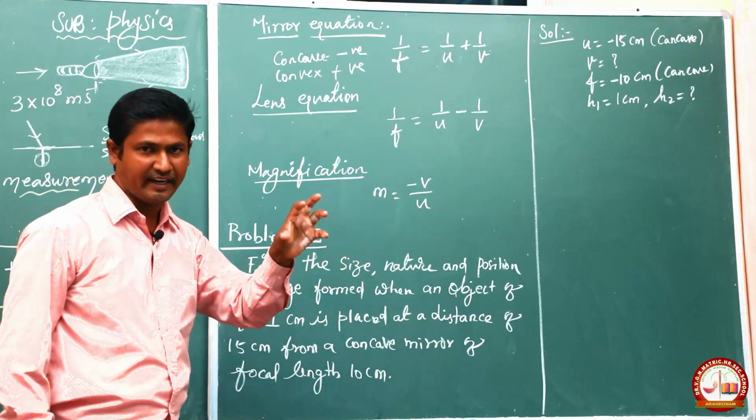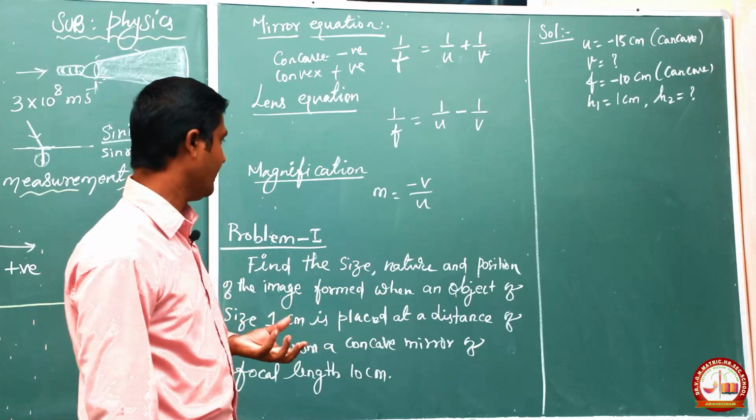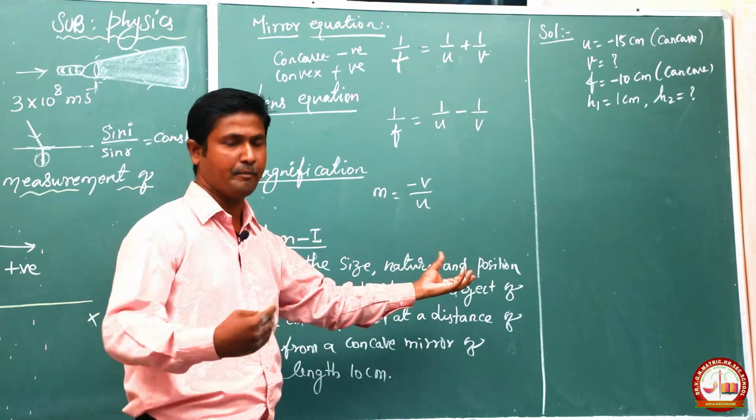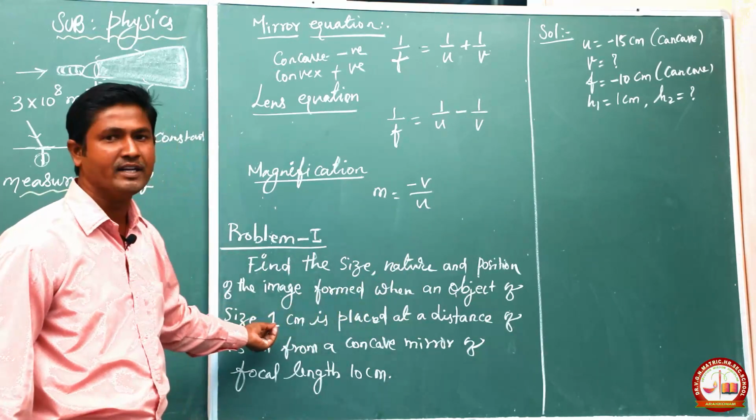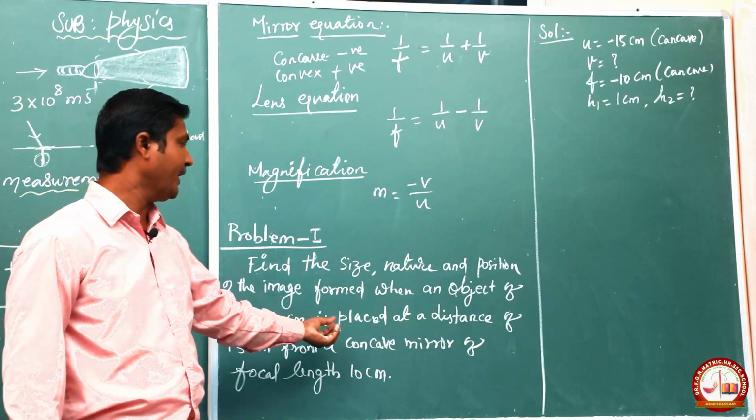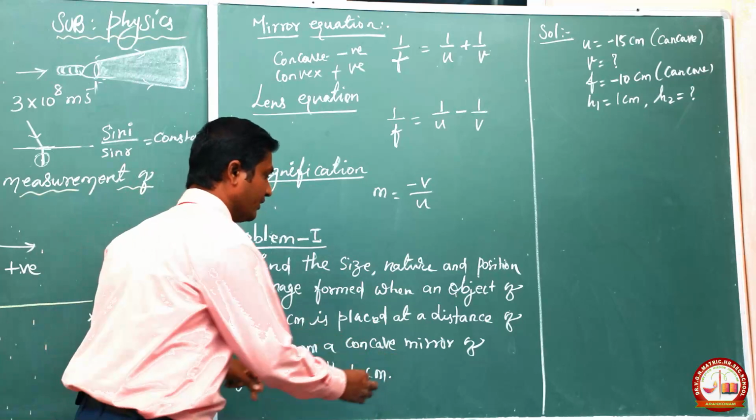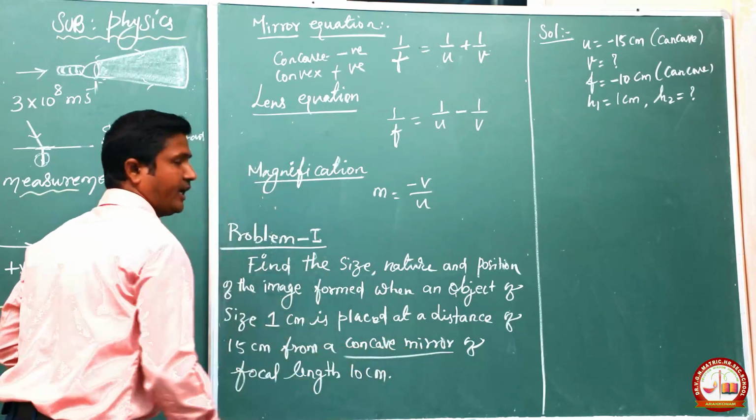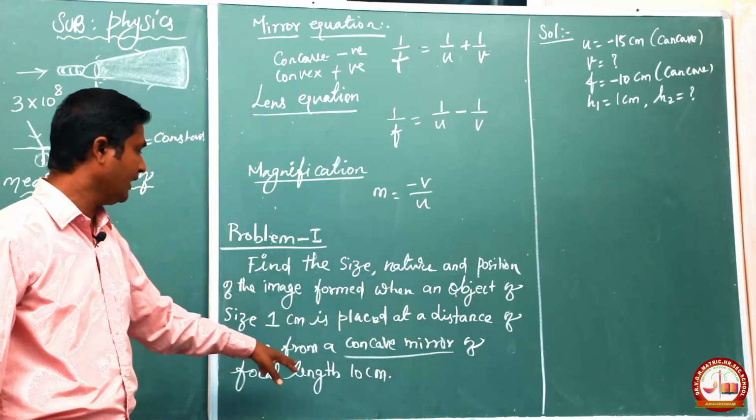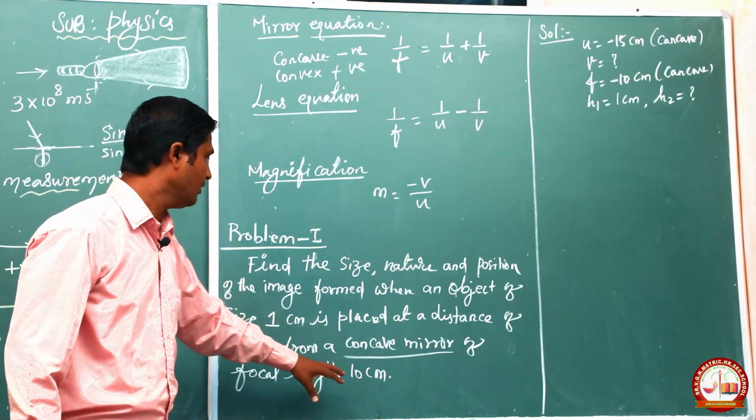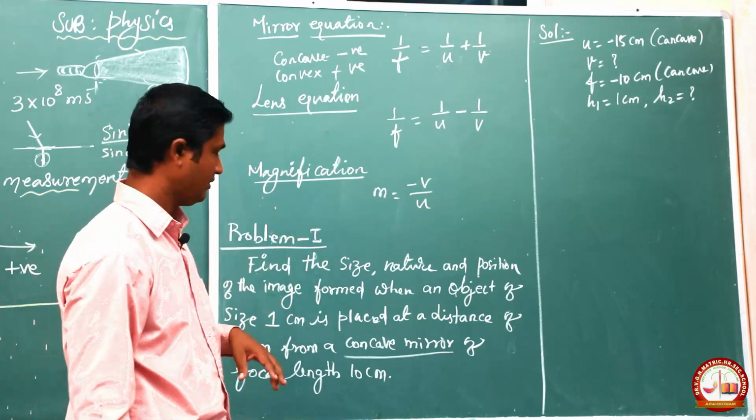Find the size and nature. What is this nature? Real or virtual. And the position. What is this, front or back position? The image is formed when an object of size 1 centimeter is placed at a distance of 15 centimeter from a concave mirror. You find the mirror. What is this, concave or convex mirror? This is a concave mirror with a focal length of 10 centimeter. First, you find the size, nature and position of the image.